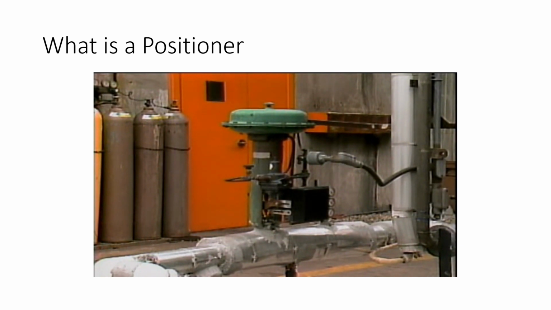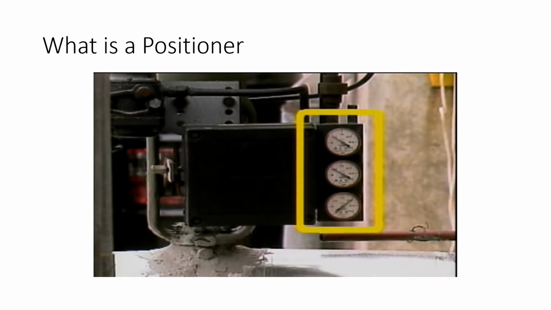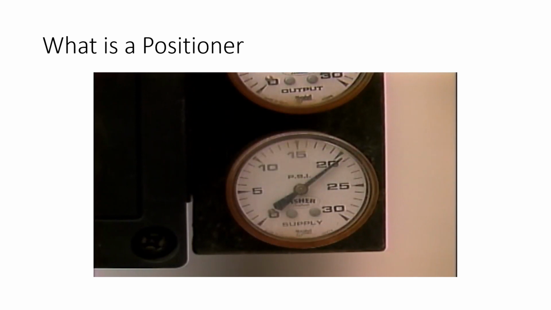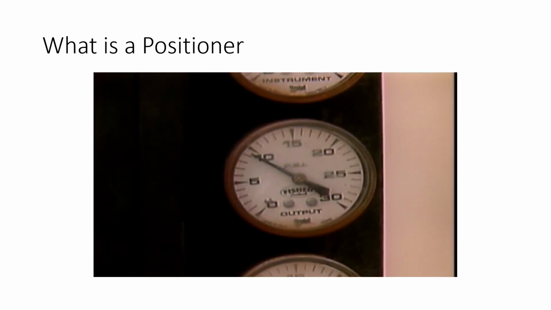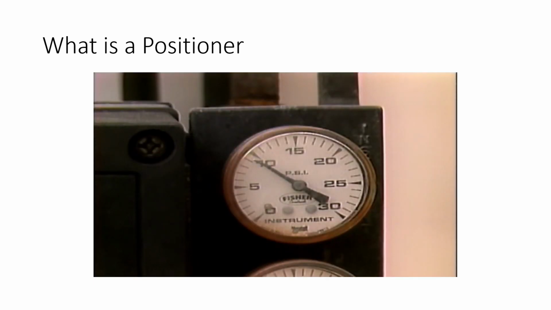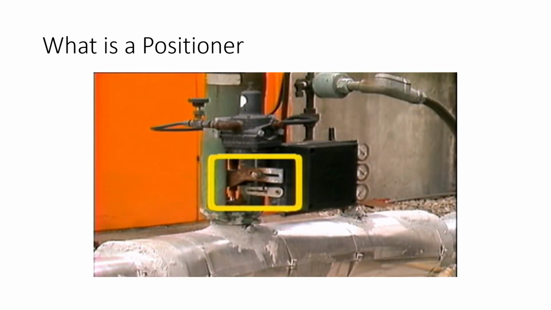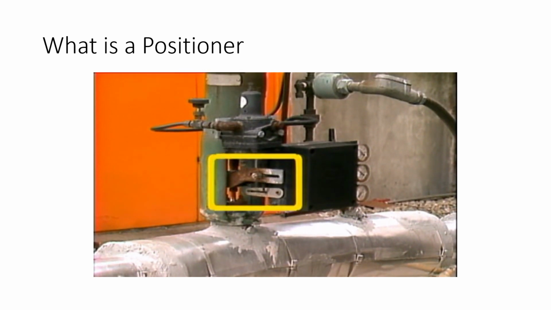Basically, a positioner is a device that uses a separate supply of air to ensure that an actuator correctly positions a valve in response to a change in the air signal from a controller. In other words, a positioner's job is to place the control valve in the position called for by the controller. The positioner shown here has 3 gauges. One gauge indicates the supply air pressure to the positioner, and another indicates the output air pressure to the actuator. The third gauge indicates the input signal pressure from the controller.